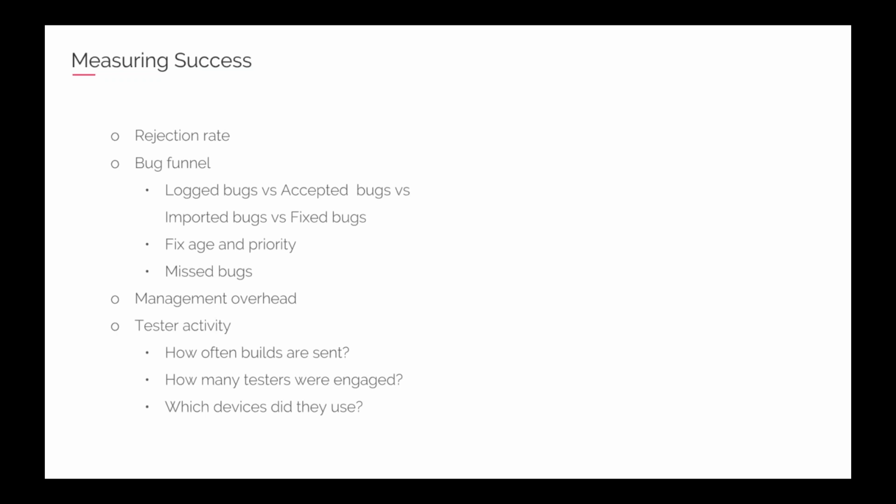And then management overhead. We talked about this earlier as well. How long is it taking out of our time to create this test and go through the bugs? Again, this is a very successful metric for us. We took our regression testing from 4 to 6 days to half a person day. And then what kind of engagement are you getting out of the crowd? How often are you sending them builds? How many testers are picking it up? And how many devices do they use?